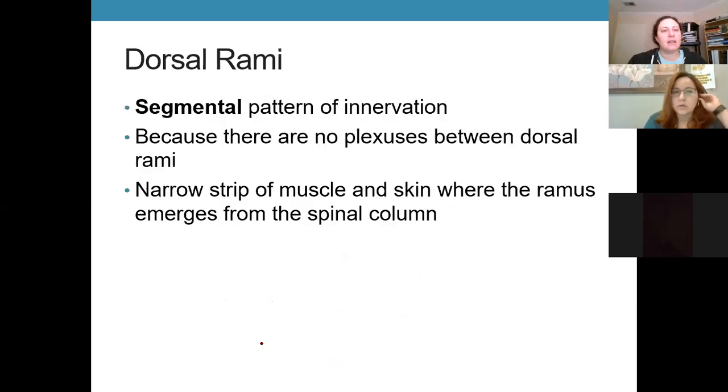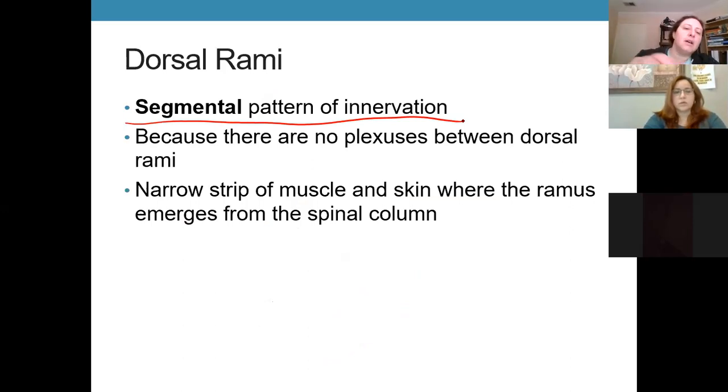Now we see that the dorsal rami of all spinal nerves do the same thing. So just like these thoracic intercostals have this segmental pattern because there's no plexuses, the dorsal rami all do the same thing. So we have a segmental pattern of innervation all up and down our backs. So along the whole posterior aspect of our trunk, each dorsal ramus innervates a narrow strip of muscle and skin.